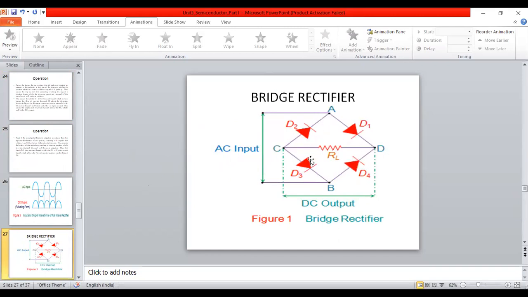It looks like a bridge only, no? Yes. All four terminals are connected one to another. All four diodes are connected to one another, and it makes a bridge. So between any two terminals, we apply the AC input. Across the other two terminals, what do we have to connect?